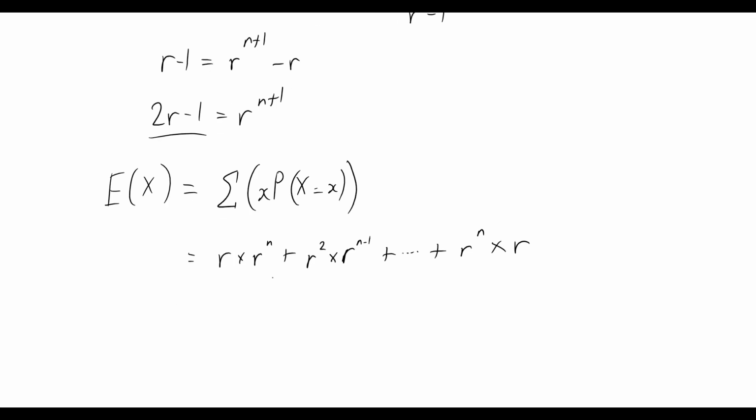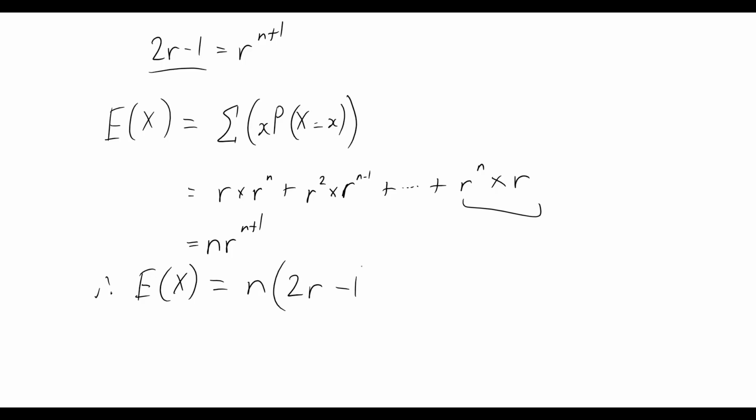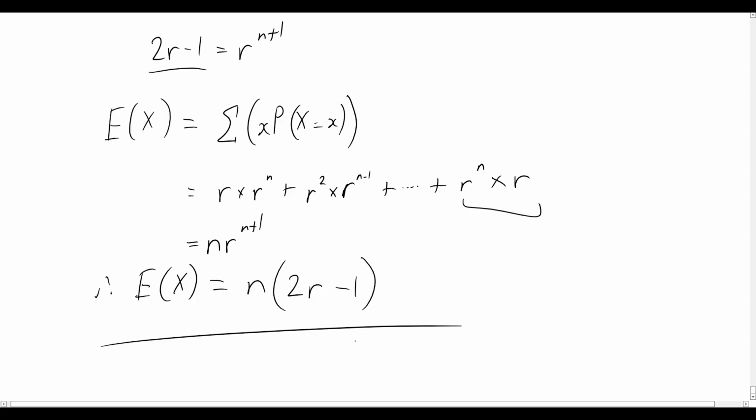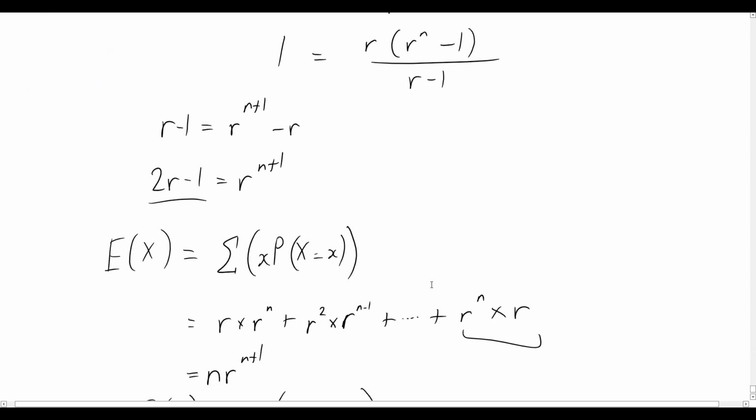Okay, and so what does this look like now? Well, every term we see is actually just going to be r to the n plus 1. But how many terms do we have? Well, we've got 1, 2, 3, 4, all the way up until n terms. So now we can rewrite that as n times r to the n plus 1. And now using the fact that r to the n plus 1 is equal to 2r minus 1, we can now say, therefore, the expectation value is going to be equal to n times by 2r minus 1. And there we are. So that completes our 2021 HSC Advanced paper. We have shown our expectation value there.